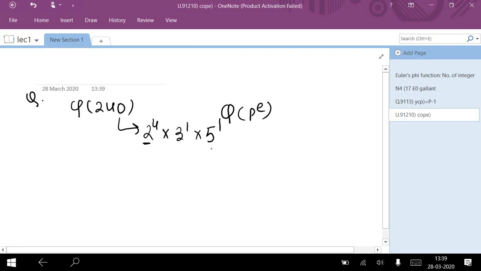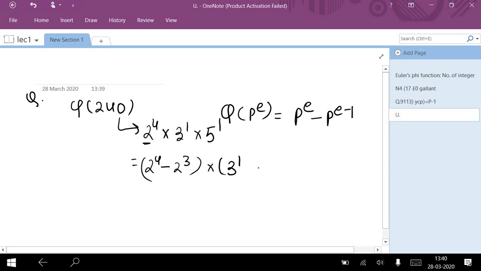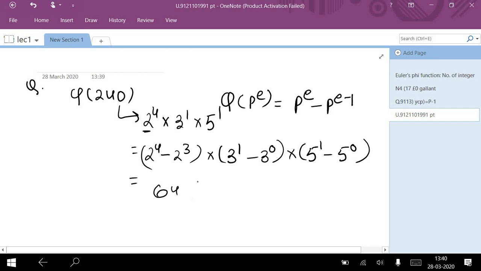5 is the prime number and 1 is the power. So what is the breakout? p to the power e minus p to the power e minus 1. So in this case it will be treated as 2 to the power 4 minus 2 to the power 3, into 3 to the power 1 minus 3 to the power 0, into 5 to the power 1 minus 5 to the power 0. So after solving, the answer should be 64.